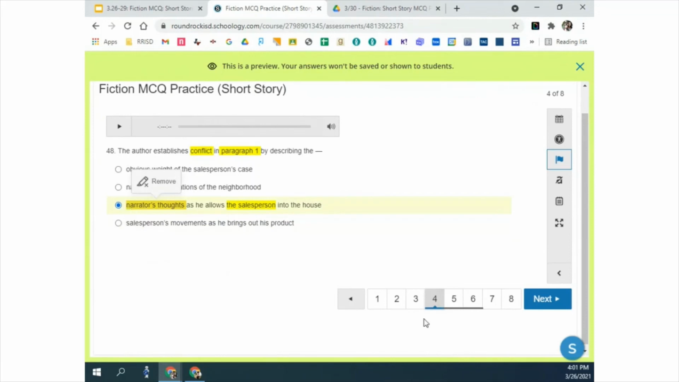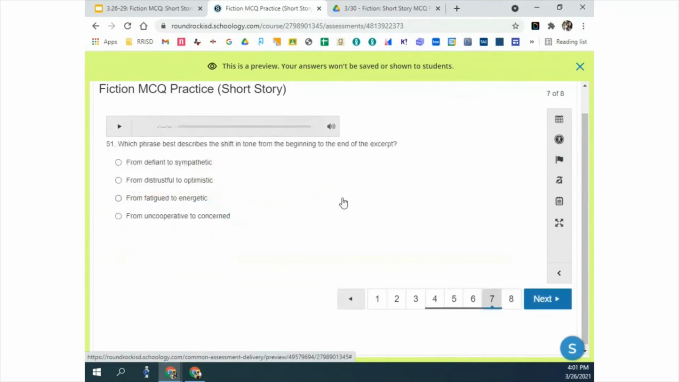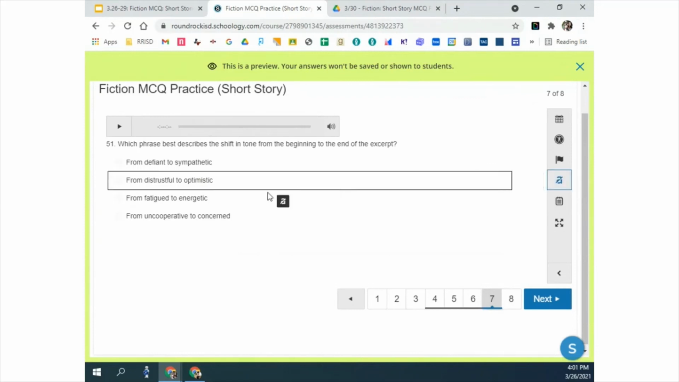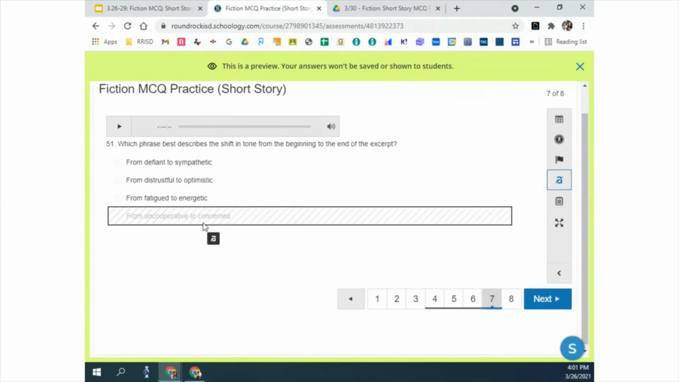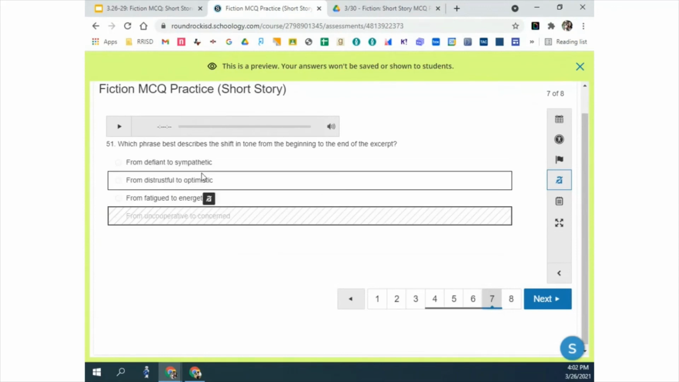Okay. And then some of you said 51. For 51, you need to make sure you track it at the beginning and at the end. At the beginning, we had a very negative tone. And at the end, we had a more positive one because he's like, I'm changed. So we can eliminate this one right here because he wasn't concerned at the end. He was happy. So we're looking for a positive one. And all these are positive. All these are negative. So it has to be one of these three.